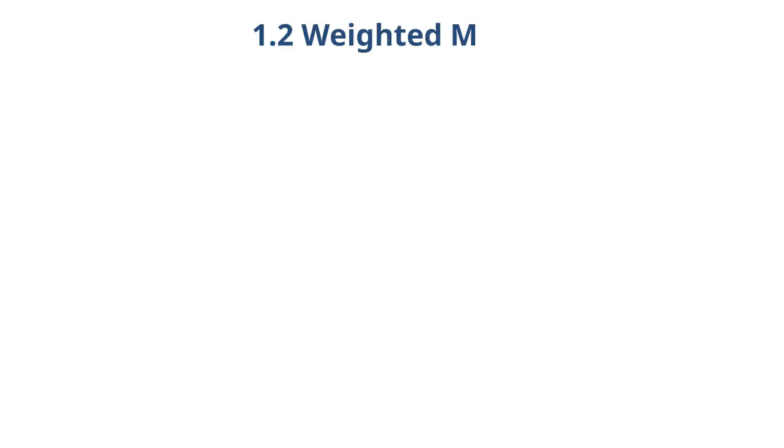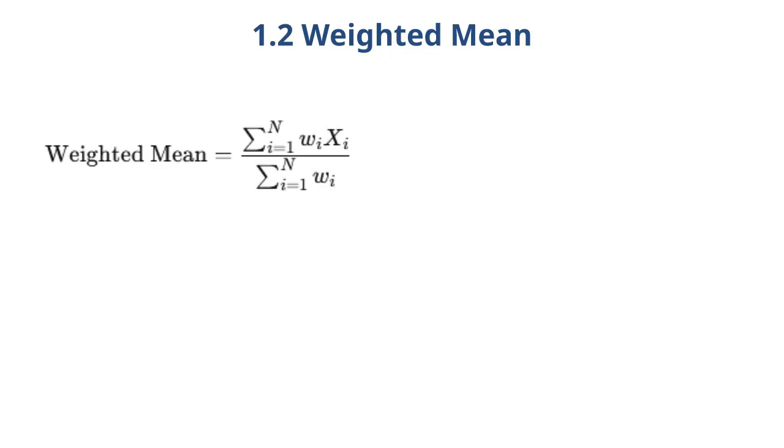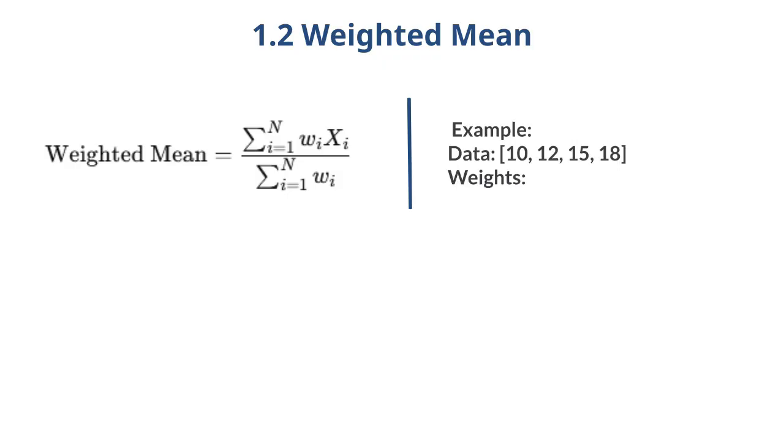1.2. Weighted mean. The weighted mean is used when different data points have different levels of importance or weight. The formula is weighted mean equals the sum from i equals 1 to n of w sub i times x sub i, divided by the sum from i equals 1 to n of w sub i, where w sub i is the weight associated with each observation. Example: consider the following data and weights. Data: 10, 12, 15, 18. Weights: 1, 2, 3, 4.